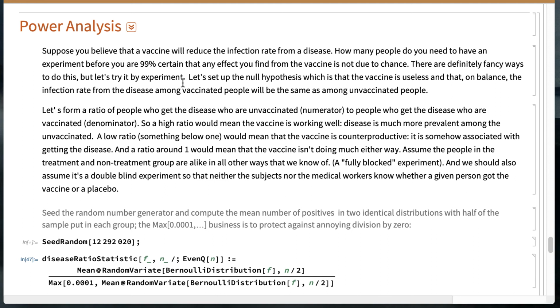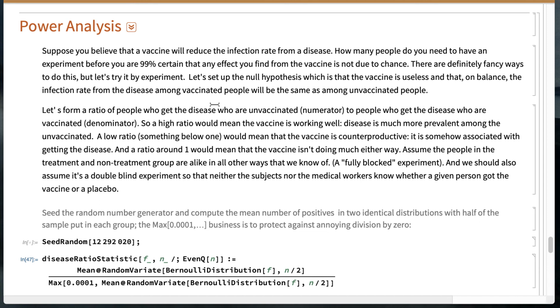And yes, there are ways we can work this out mathematically, but I kind of think it's useful to do just a simulation here and see how many people we're going to need. We're going to set up a null hypothesis, which is that the vaccination is useless, and that therefore we kind of expect the infection rate of people among unvaccinated and vaccinated peoples to be the same.